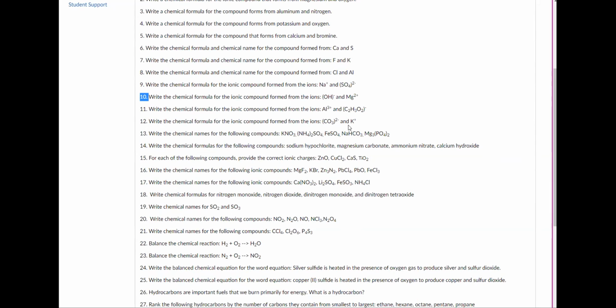This is Al3 plus and C2H3O2 minus. And then one more, I'm going to write CO3 2 minus and K plus. Okay, so using these examples, I'm going to go back to here. I chose 3 off of the questions for study and review. Let's go back to here.